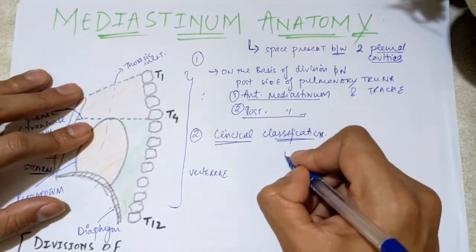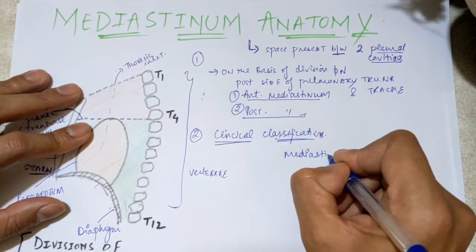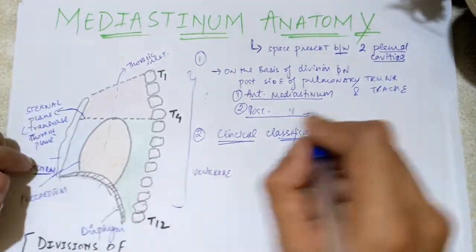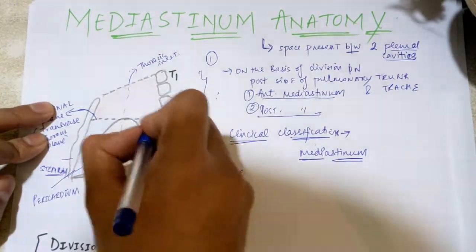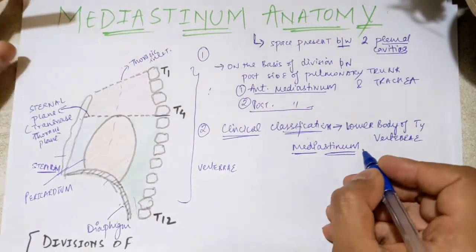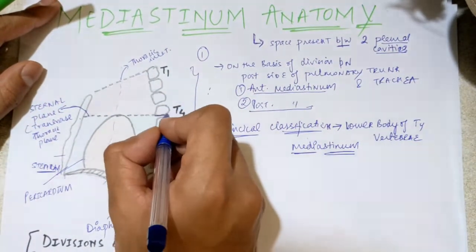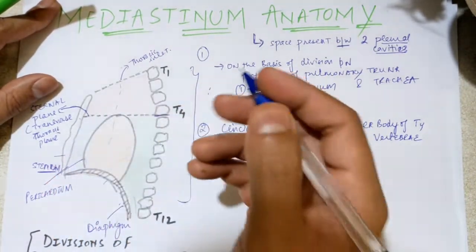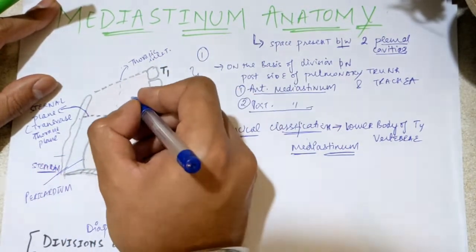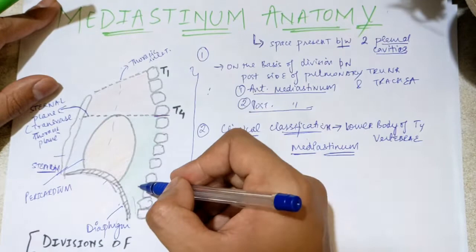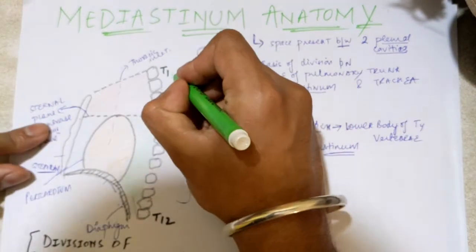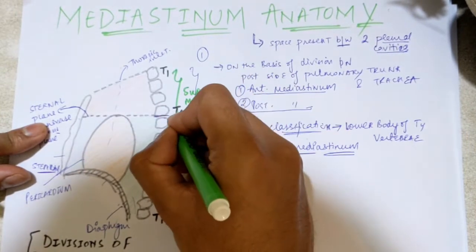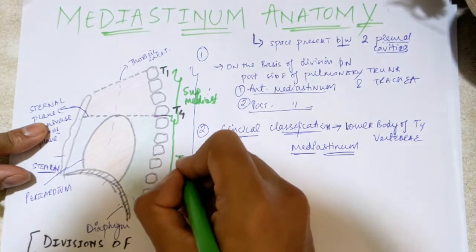First of all, mediastinum. I will write mediastinum. It is divided by this sternal plane. This line is at the level of the lower body of your T4 vertebra, you can see this is your vertebra. So this classification divides the mediastinum into two parts. Above this line there will be your superior mediastinum, and below this line there will be your inferior mediastinum. This much area is your superior mediastinum, and from this line to this much area is your inferior mediastinum.